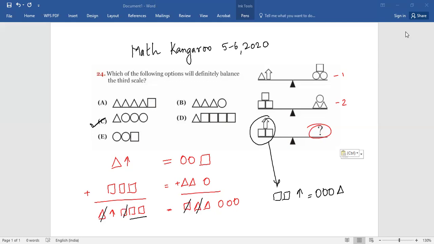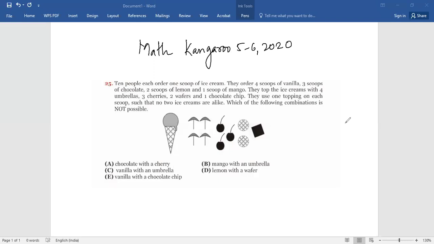Let's do one more question. Let's read question number 25, which is again Math Kangaroo level 5 and 6, year 2020. The question reads as follows. 10 people each order one scoop of ice cream. They order 4 scoops of vanilla, 3 scoops of chocolate, 2 scoops of lemon, and 1 scoop of mango. They top the ice creams with 4 umbrellas, 3 cherries, 2 wafers, and 1 chocolate chip. They use one topping on each scoop such that no two ice creams are alike. Which of the following combinations is not possible?